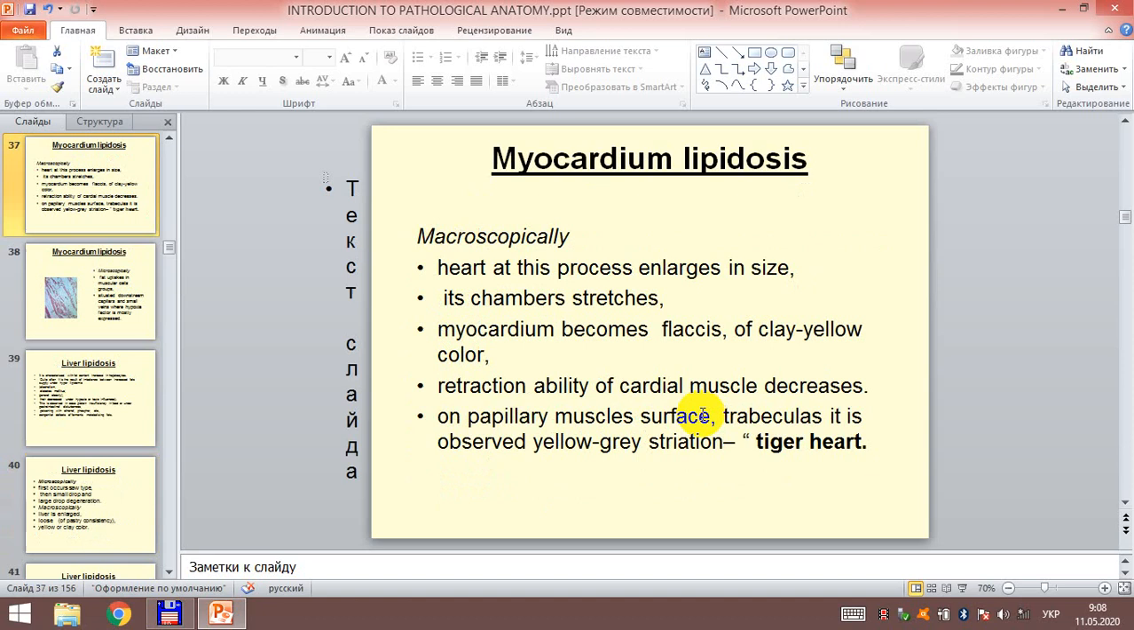Macroscopically, signs of myocardial lipidosis: the heart is enlarged in size. It is flaccid and stretches. The myocardium becomes flabby and clay-yellow in color. The contractile ability of cardiac muscles decreases. On the surface of papillary muscles and trabeculae, yellow-gray striation is observed, the tiger heart.